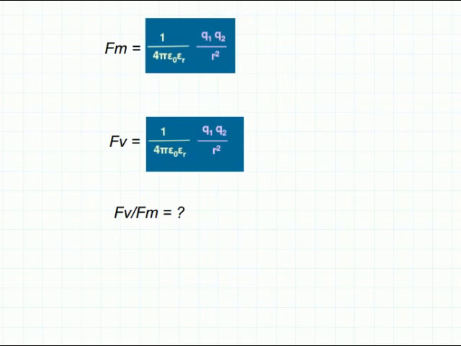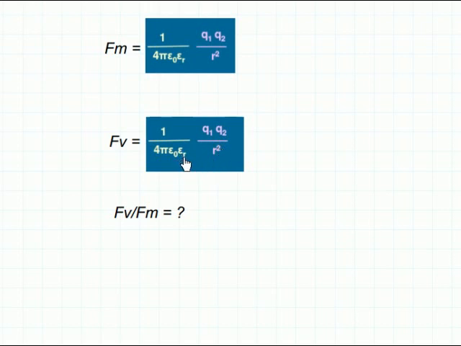So in a medium, the value of F is 1 by 4 pi epsilon 0 epsilon r q1 q2 by r square. In vacuum, we represent force in vacuum as 1 by 4 pi epsilon 0 into q1 q2 by r square.